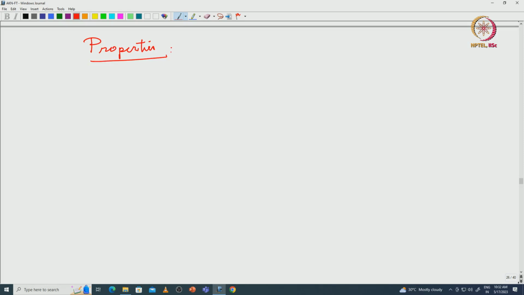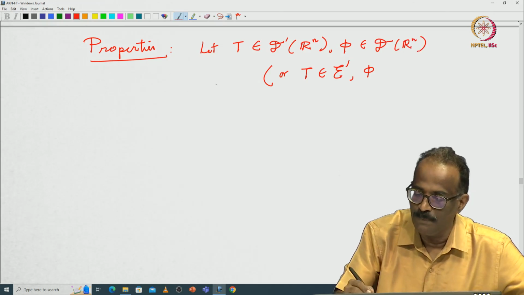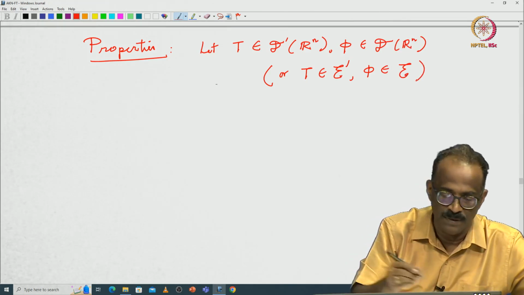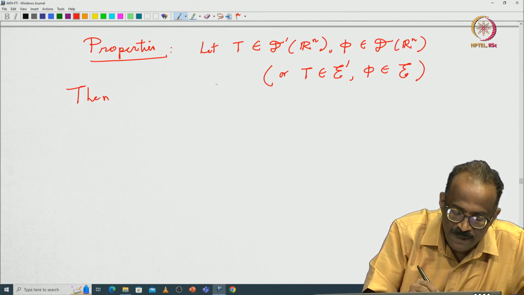Let T be a distribution, and phi in D of R^n. Or you can equivalently take T to be a distribution with compact support, in E prime of R^n, and in that case phi is in C infinity. Any of them. Then you have these standard formulas.